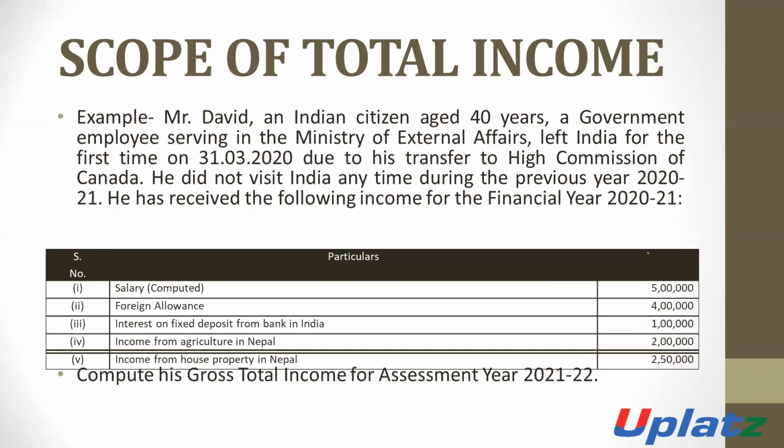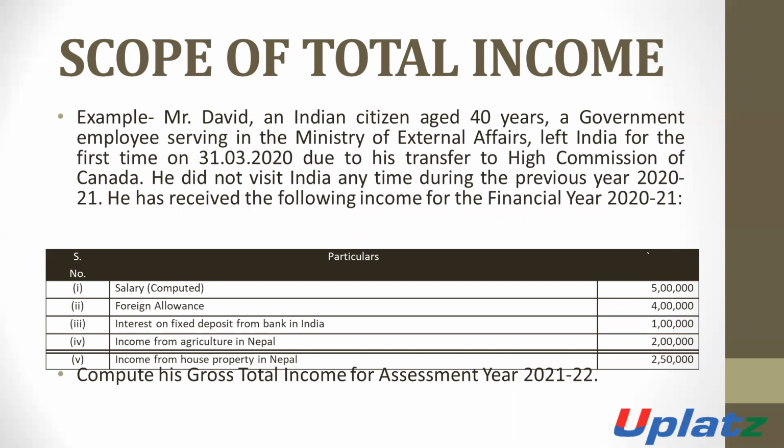Now we will discuss an example, and on the basis of this example we will understand the gross total income of the assessee. Mr. David, an Indian citizen, aged 40 years, is a government employee serving in the Ministry of External Affairs. He left India for the first time on 31st March 2020 due to transfer to the High Commission of Canada. He did not visit India any time in the previous year 2020-21.